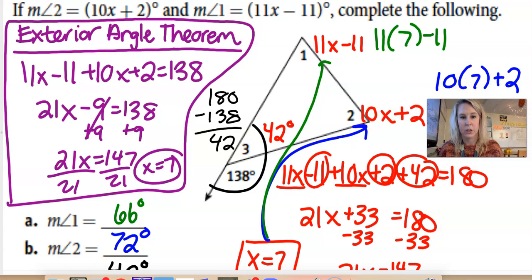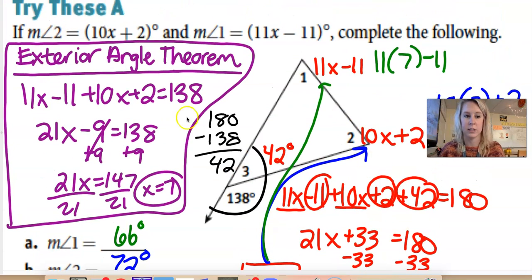Okay? So it's ultimately up to you. If you wanted to use the exterior angle theorem, you can. If you wanted to use the triangle sum theorem, you can as well. It's really up to you. All right, let me know if you have any questions on this example. We're going to talk about the next one.